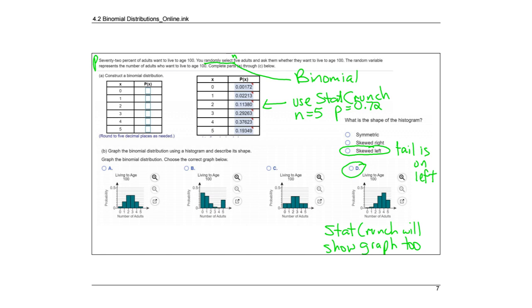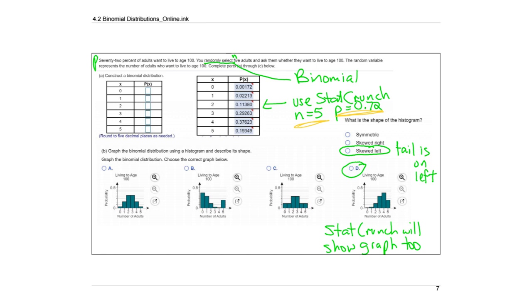All right, we did a problem like this earlier. I just wanted to show you what it looks like in the homework in MyStatLab. So 72% of adults want to live to age 100. That means P is equal to 0.72. You randomly select 5 adults and ask them whether they want to live to age 100. I don't know. If I'm healthy, I guess so.